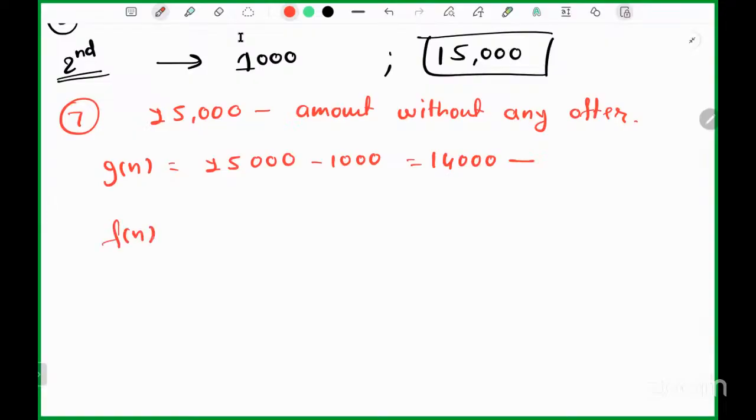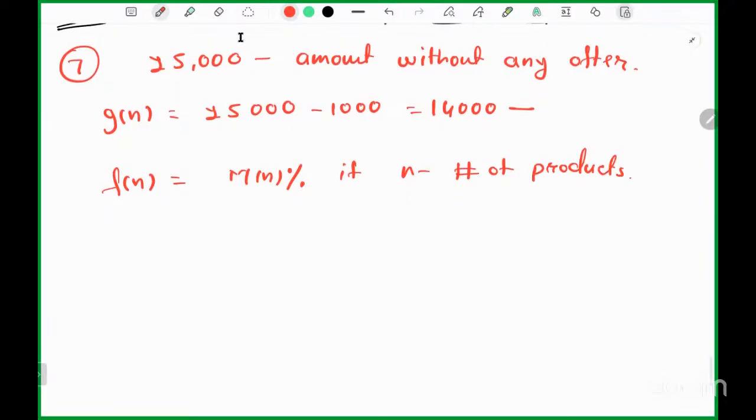But f of n is the amount when you apply the first offer. The first offer says that the discount in the total payable amount is mn percent if the number of products bought at a time is n. They should have mentioned here that number of products means cost of product. So if the cost of the product is 1,500, then mn percent is the discount, right?